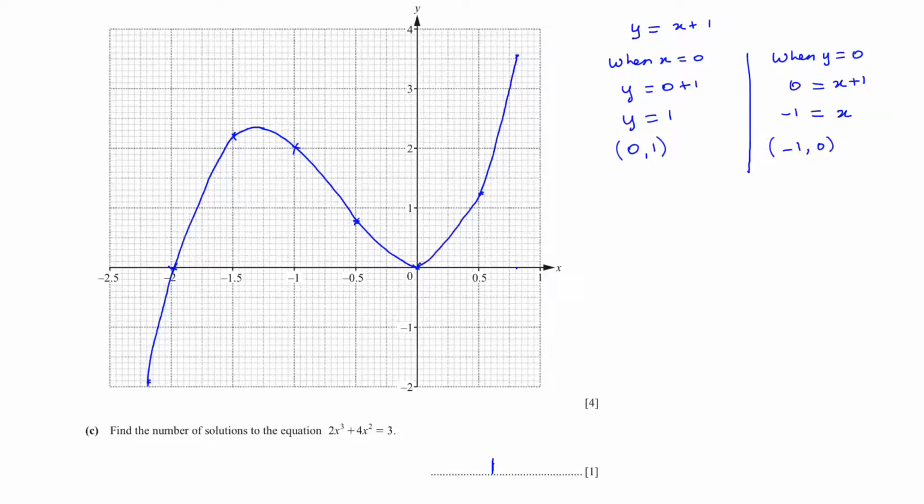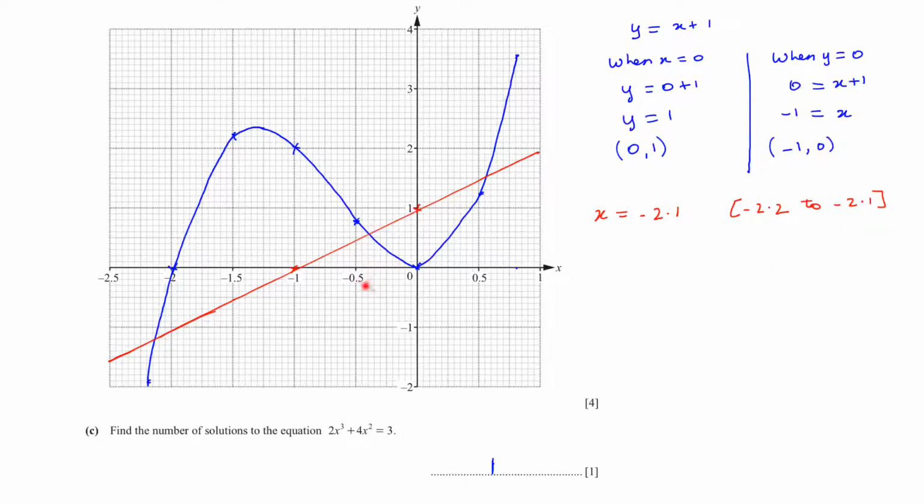Now we will plot the point 0, 1 here and negative 1, 0 here, like this, and we will draw the line. So we have drawn this line here, and now we have to find the solution. We have to find the x value where the line cuts the graph. One solution is here when x is equal to negative 2.1. In the mark scheme, the range has been given from negative 2.2 to negative 2.1.